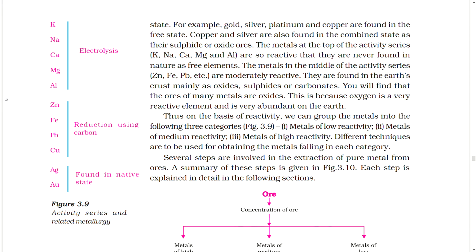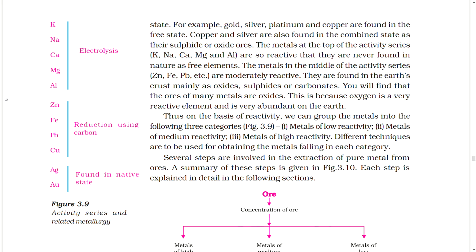The metals in the middle of the activity series, Zn, Fe, Pb, etc., are moderately reactive. They are found in the earth's crust mainly as oxides, sulfides, or carbonates. You will find that the ores of many metals are oxides. This is because oxygen is a very reactive element and is very abundant on the earth. Thus, on the basis of reactivity, we can group the metals into the following three categories.